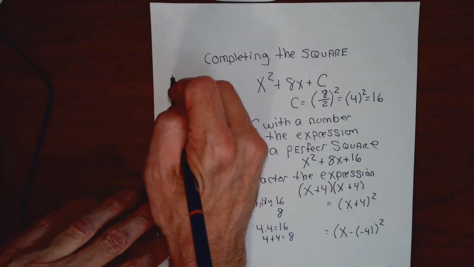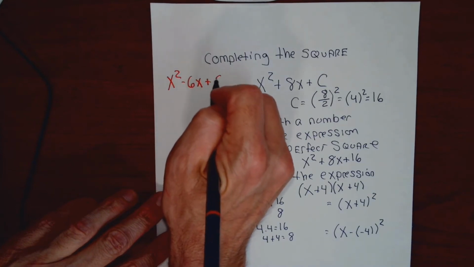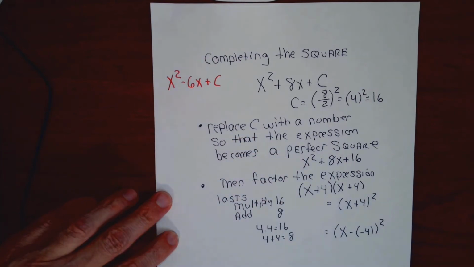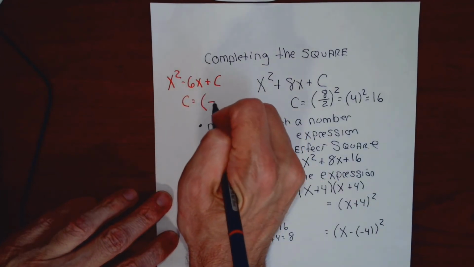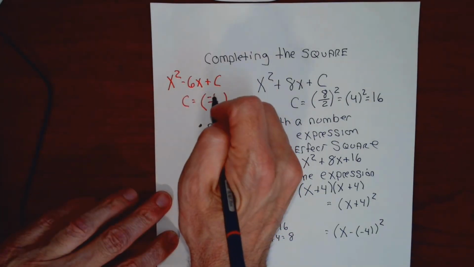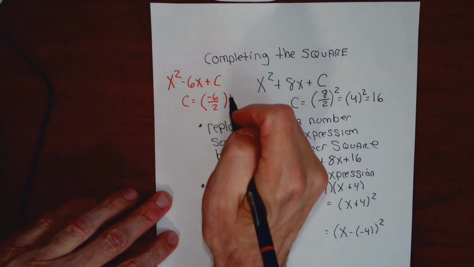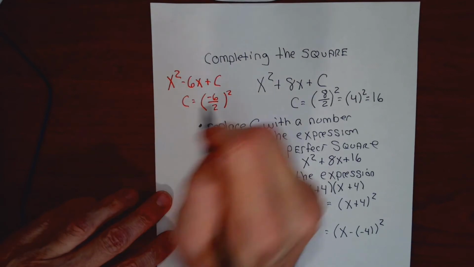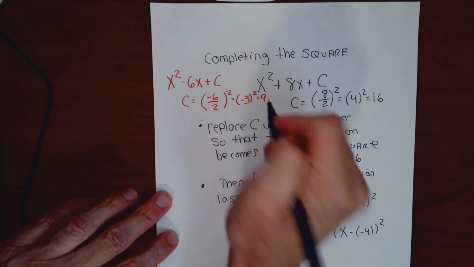Let me do another one of these. Let me give you x squared minus 6x plus c. I'm going to do the same for this. I'm going to replace c with a number so that the expression becomes a perfect square. How do I find c? C is always found by forming a fraction that has the coefficient of the first power term in the numerator and 2 in the denominator. Some of us say half the middle term squared. So we form that fraction, divide, and then square. In this case, c is going to be negative 3 squared. Negative 3 squared is negative 3 times negative 3, which is 9.